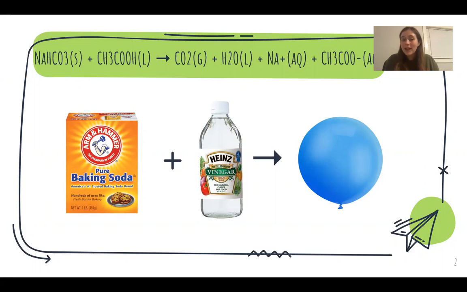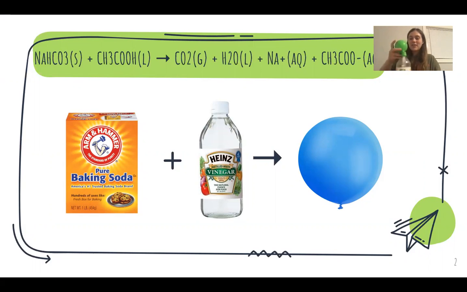But in this particular reaction, more energy is absorbed by the reactants than is released by the products. So this makes it endothermic because it's absorbing energy from the surroundings instead of releasing energy into the surroundings. If a reaction releases energy into the surroundings, it's exothermic. So let's watch this endothermic reaction in action.